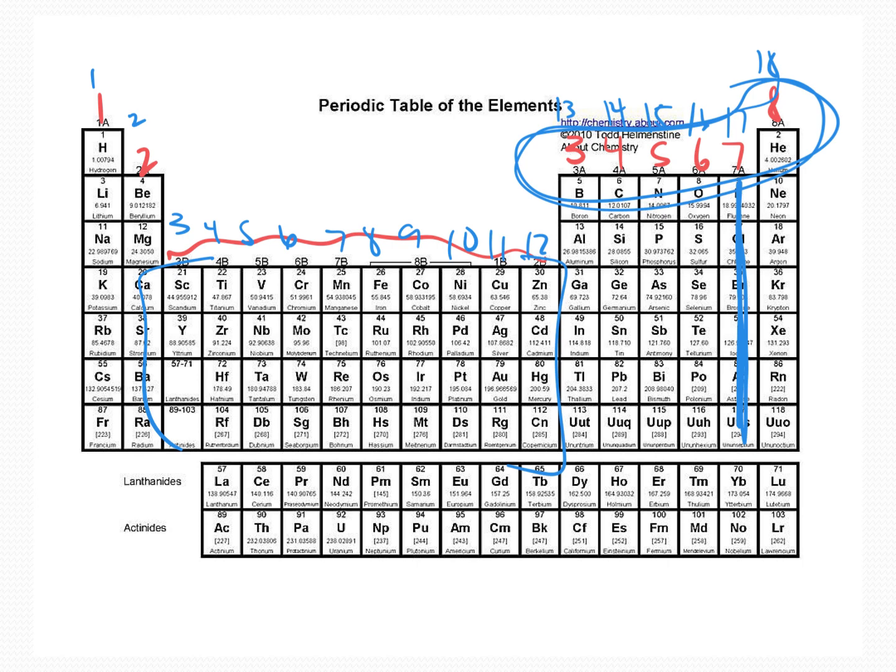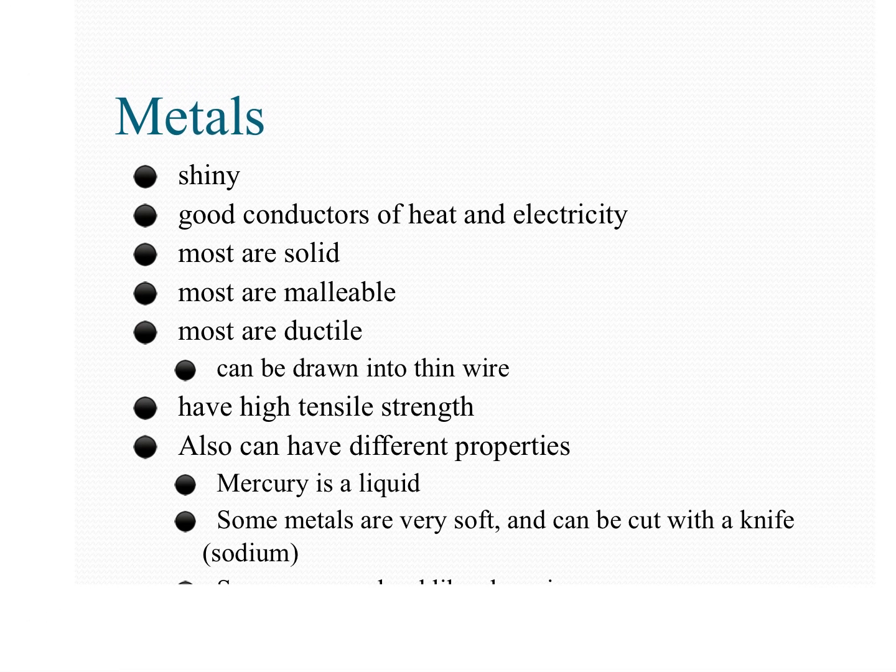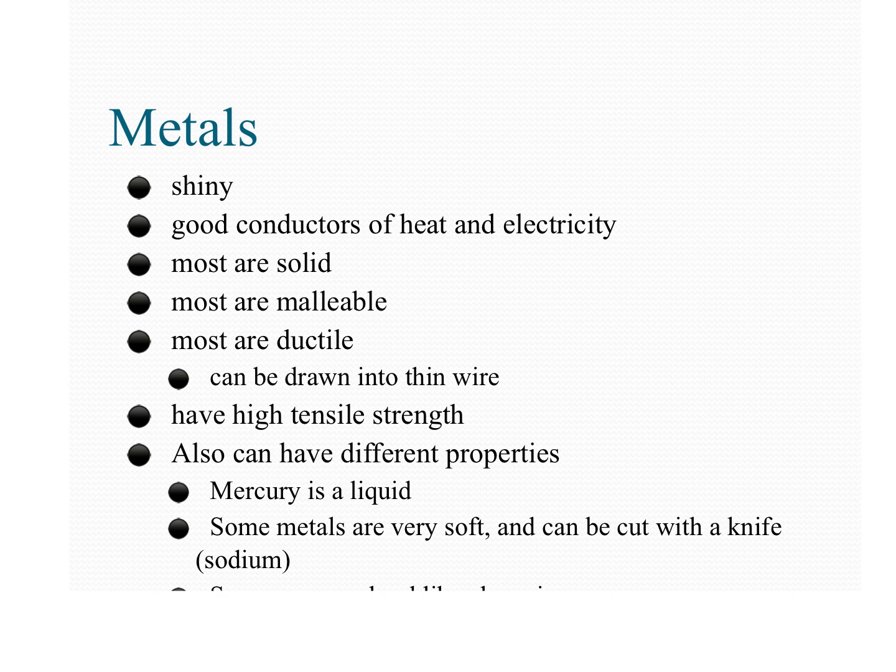Okay, so 1 through 8 is going to be how we label them on your periodic table. We're going to talk about the three main categories of the periodic table. The 3 main categories are metals.